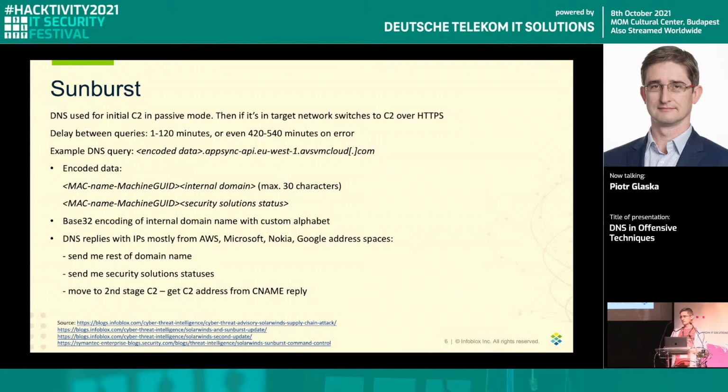I believe they chose C2 over DNS because if you infect 20,000 companies, there is lots of traffic, so you need to stay really low to be undetected. If there were lots of different strange HTTPS traffic, it's a little bit easier to detect. But not too many companies are monitoring DNS traffic, so it's much easier to stay undetected.